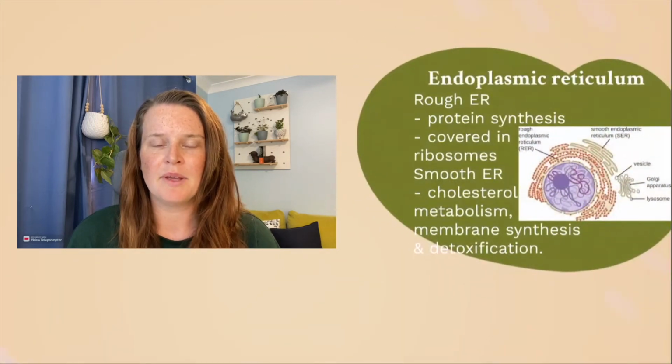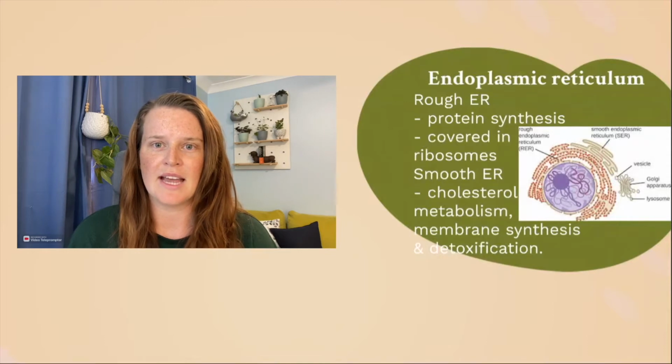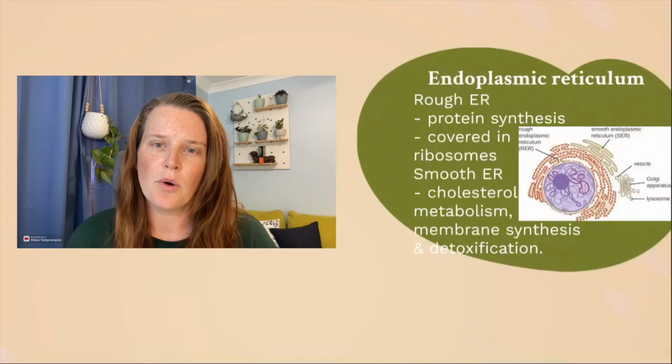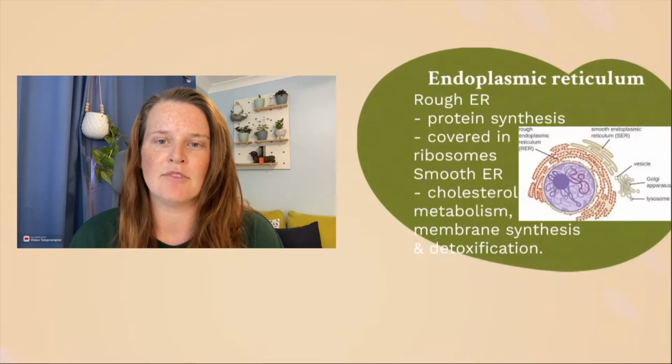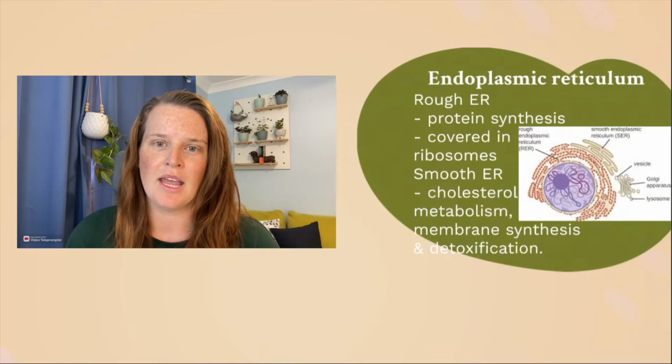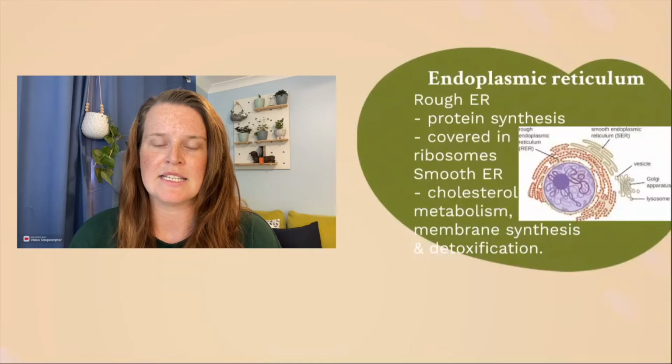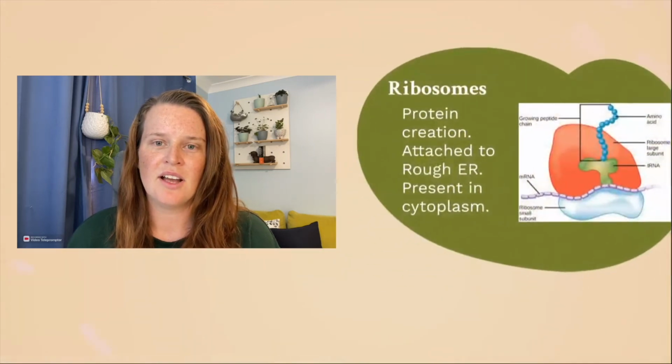Endoplasmic reticulum comes in two types, rough and smooth. Rough ER is a structure of tubules, vesicles, and sacs that are interconnected and support protein synthesis. It's called rough ER due to being covered in ribosomes, making it look rough. The smooth ER has the role of cholesterol metabolism, membrane synthesis, and detoxification.